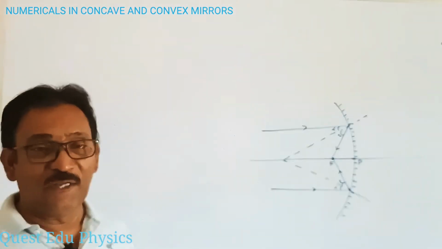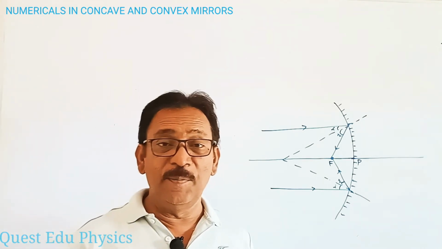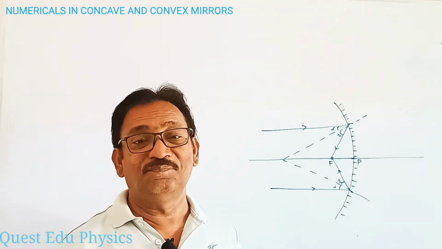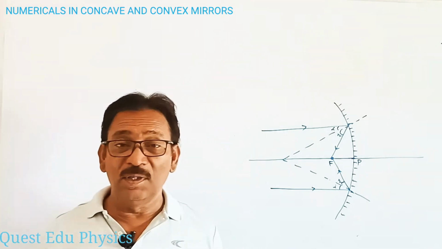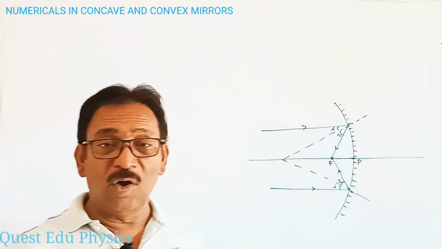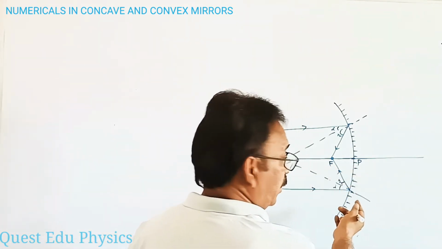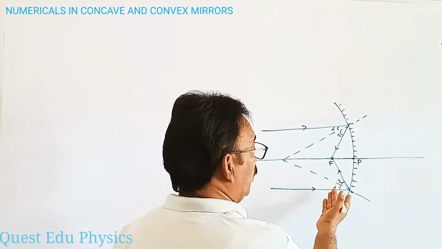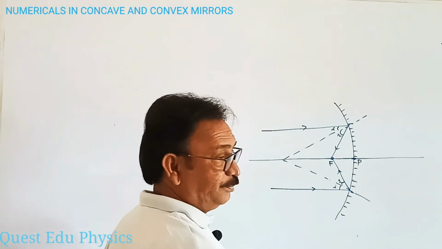What is the focus here? Focus is the point on the principal axis where the rays will meet after reflection, students. We call it the principal focus or focus point. And it is the pole which is the center of the mirror.